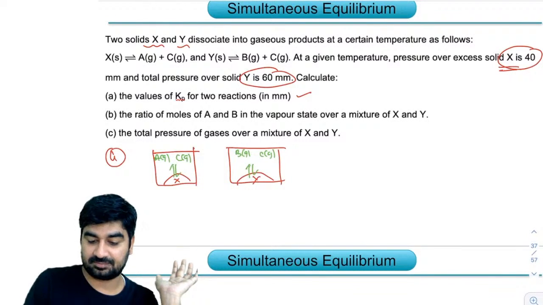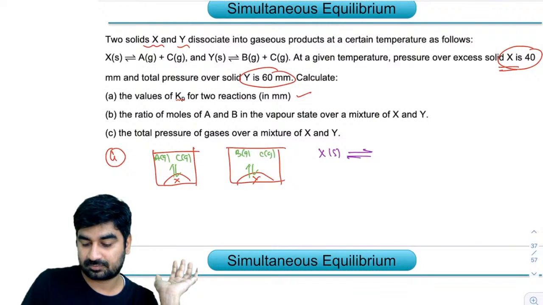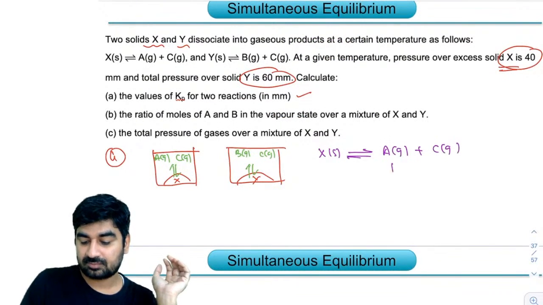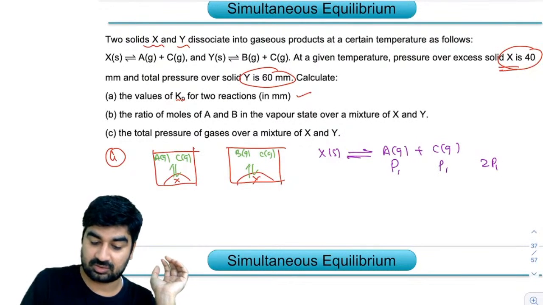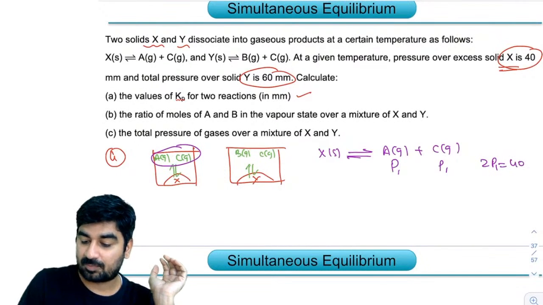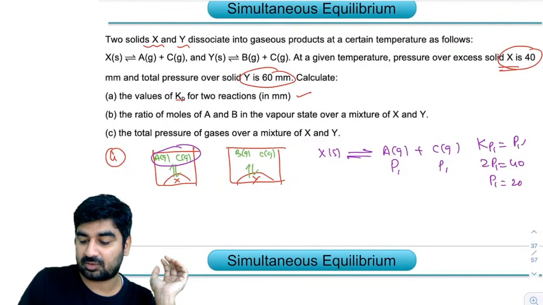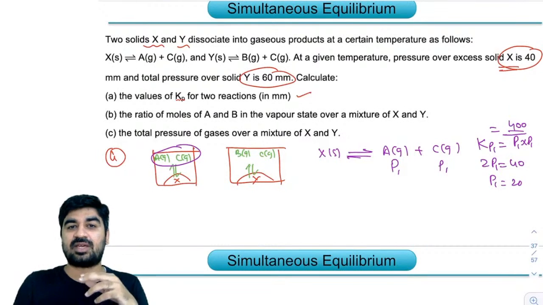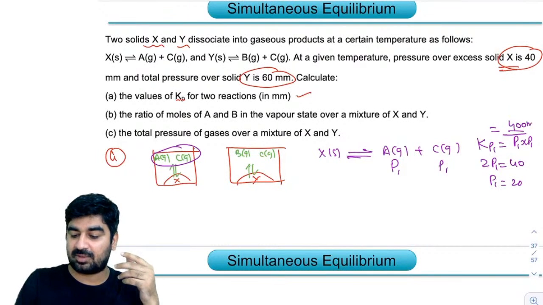So X solid will give you A gas and C gas. If this is P1, this is P1, so the total pressure would be 2P1, and it says the total pressure is 40. So P1 you will be getting 20. So what will be the Kp1? P1 into P1, P1 square, that is 400. Got it? The value of Kp for the reaction in mm, so it would be Kp mm square.